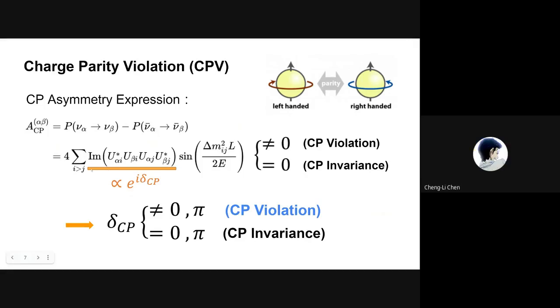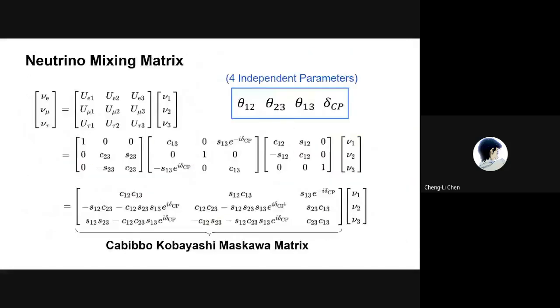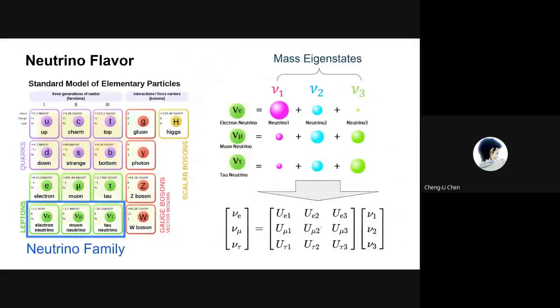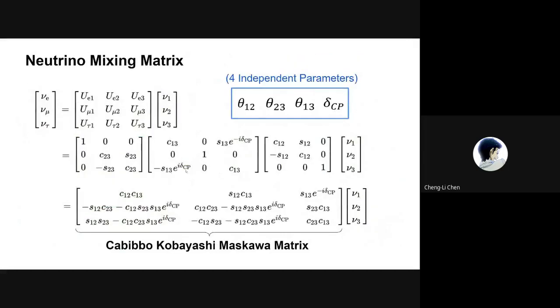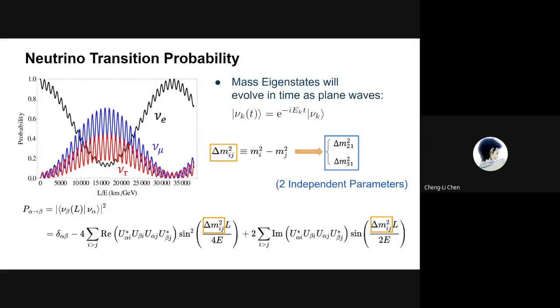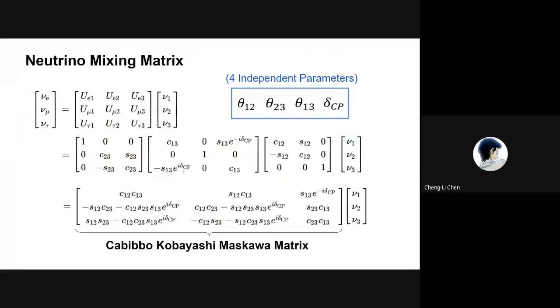Sorry. I should not include the imaginary part here as our proportionality, because here is our mixing matrix, right? And in the middle term we have the exponential i delta CP terms. So that's why I say it is related to the complex part. So if the delta CP is 0, it will reduce to the traditional 3D rotation, and there is no CP violation.